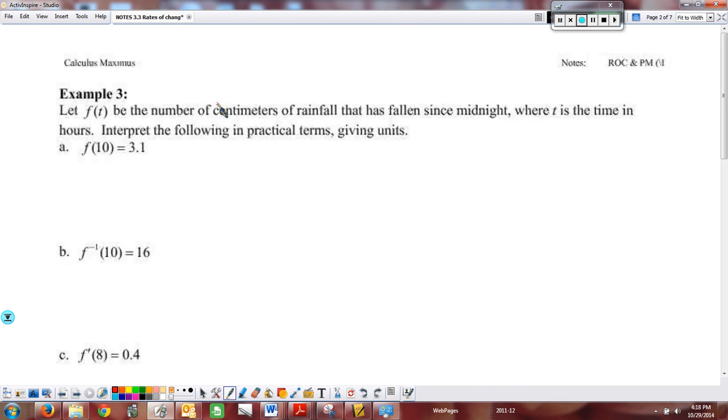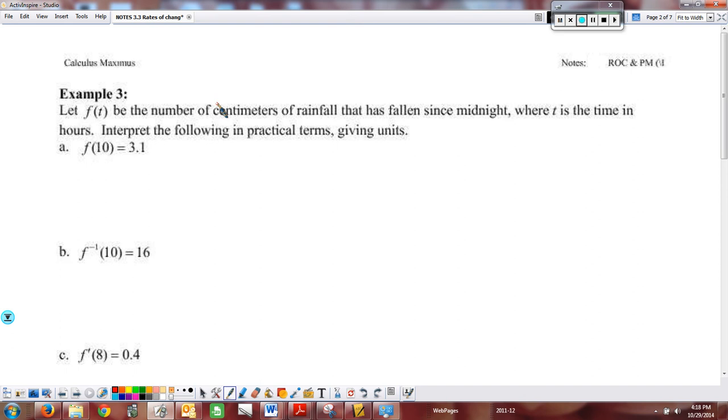All right, so now let's take a look at example 3. All right, so in example 3, what we have here is now we're having a function that's going to give us the number of centimeters of rainfall that has fallen since midnight. and T is going to be our time in hours. So we're going to interpret each of these in practical terms, and we're going to give units.